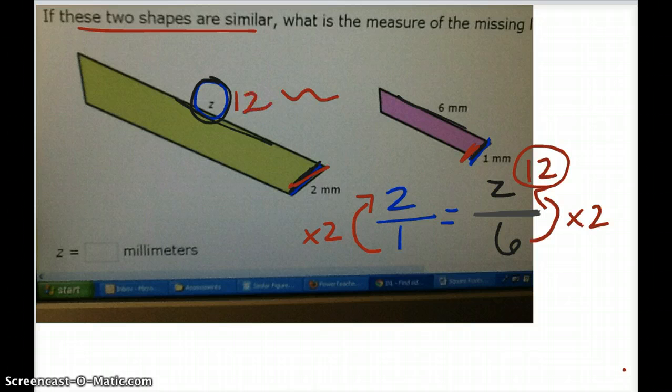Now, let's think about that. Let's look at this and see if it makes sense. From this one to here, it's 2 times bigger. Same thing here, it's 2 times bigger. So these shapes are similar, and I just found that missing side. Okay, I'm going to give you guys one to try on your own. Actually, we're going to do this one together one more time.